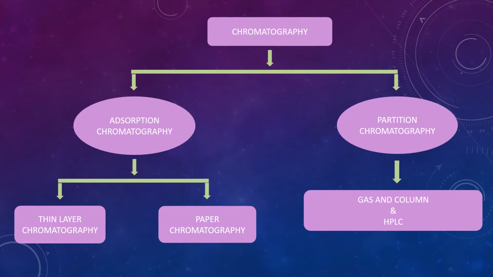Now on to the next topic, that is types of chromatography. Chromatography has two types, that is adsorption chromatography and partition chromatography. Thin layer chromatography and paper chromatography come under adsorption chromatography, and in partition chromatography, gas, column and HPLC chromatography.